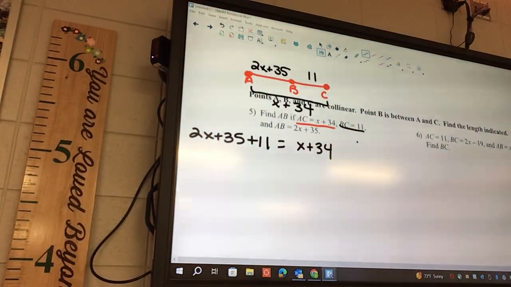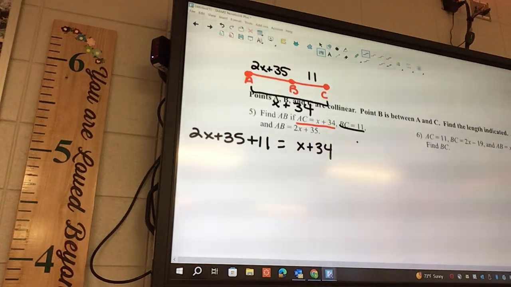And I don't know if we've talked about this. If there's no number in front of an x, what number is it? It's a 1. So it's always a 1. And I will say it for the rest of the year, so by the end of the year, you'll remember. And you're like, oh my God, she's so annoying.